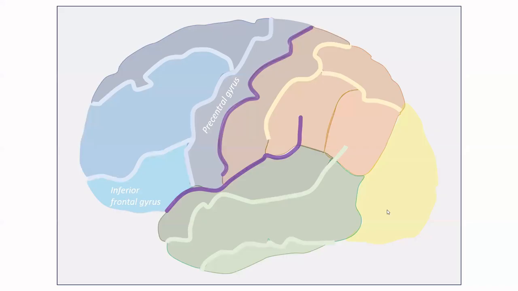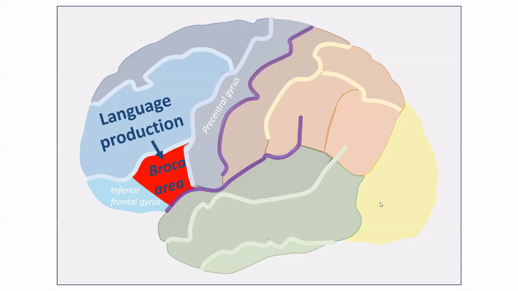So this was what the situation looked like in 1865. Pierre-Paul Broca had identified an area in the frontal lobe, more specifically in the inferior frontal gyrus, which later got his name, the Broca area, which he deemed responsible for language production.